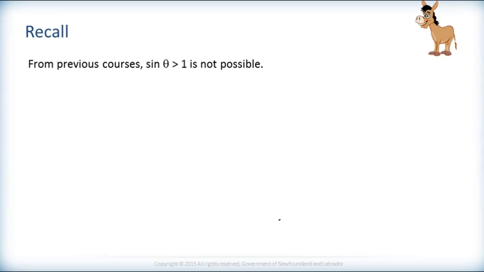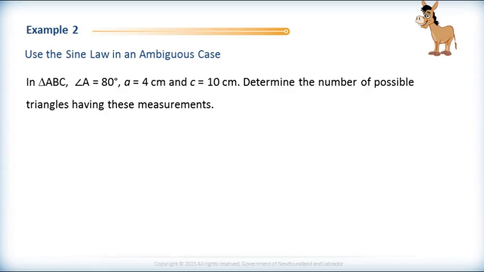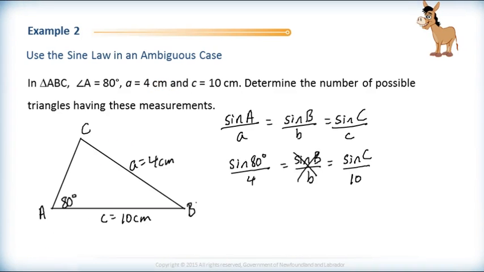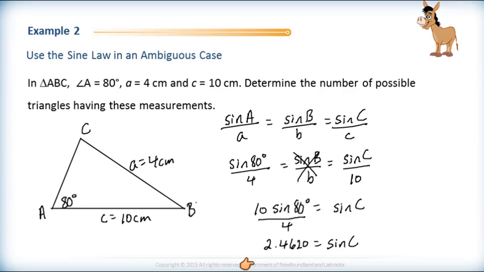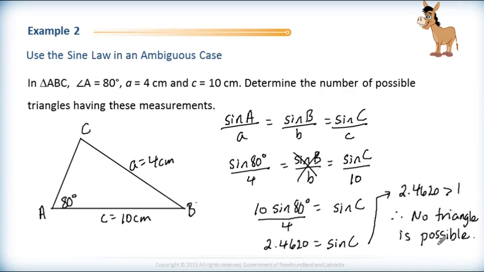Now before we do our next example, quick recall, the sine of an angle cannot be bigger than 1. We've got another triangle ABC with these measurements. Let's have a sketch. So now I've added my sketch and I've set up my equation, my sine law. Don't need sine of B over b in this case. So with a little rearranging, 2.4620 is supposed to equal sine of angle C. Try doing inverse sine in your calculator, you'll get an error. That's because sine C cannot be greater than 1. So since we can't have a sine value bigger than 1, no triangle is possible.